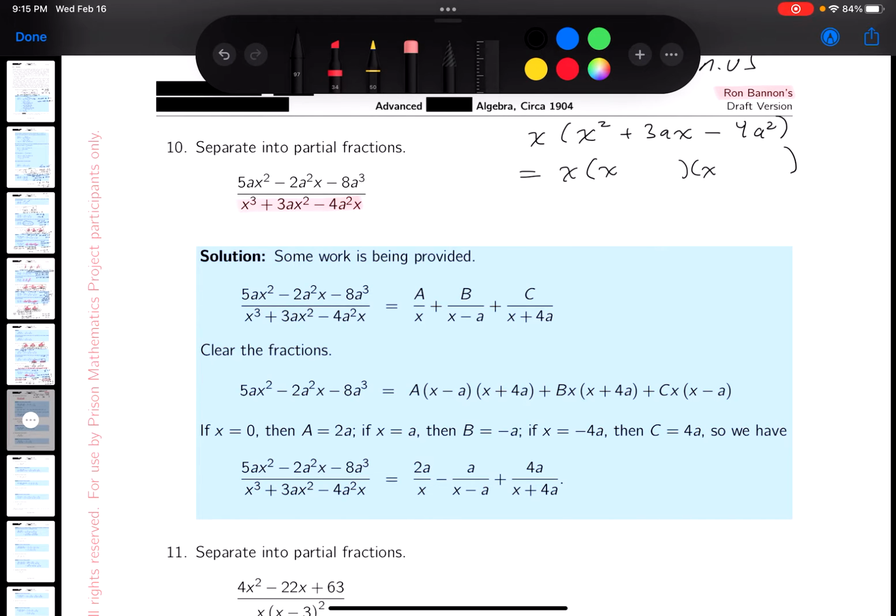All right, I'll put this over here: a, 1a, and 4a. And I'm going to say plus, minus, but I'm going to check it. That gives you x squared, 4ax minus 1ax is 3ax, and you do get minus 4a squared. So if I were doing this, I'd split into three fractions: x, x minus a, x plus 4a.